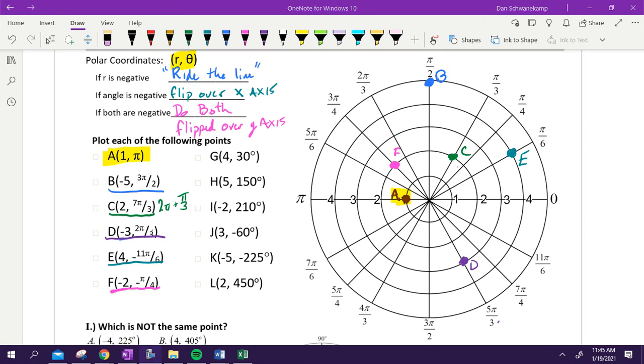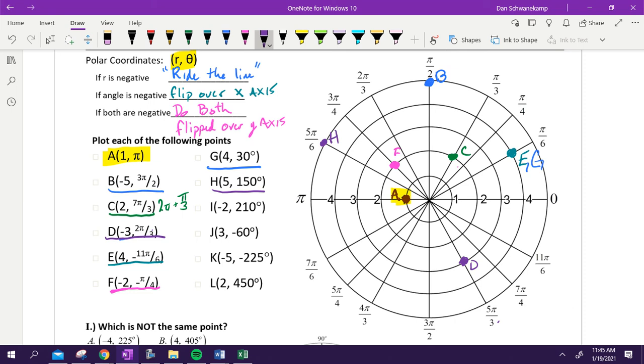Here we go. Letter G is (4, 30°). You don't really need me to do a whole lot for that. (4, 30°) is here, 30 degrees, pi over 6. Oh, hey, guess what? E and G are the same point. Great. Okay. H is (5, 150°). That one's pretty straightforward. We go to the fifth ring, 150 degrees. That's right here. We can call that H.